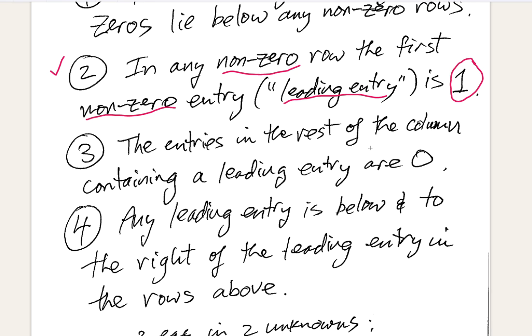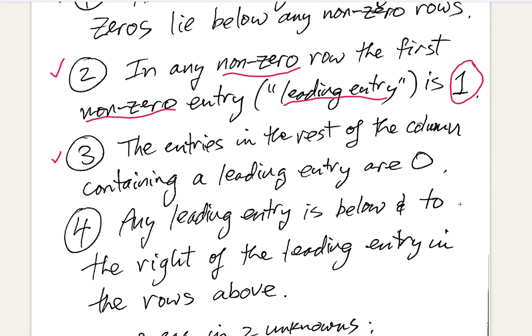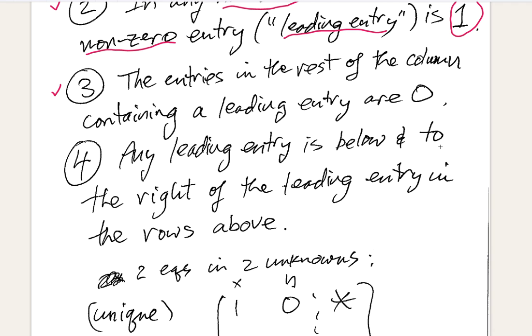The entries in the rest of the column, oh, I'm sorry, the fourth one's difficult. This one's easy. The entries in the rest of the column of a leading entry are 0. Okay, so if I've got a leading entry being 1, in the rest of that column, I better have zeros. Now, again, we'll be looking at these.